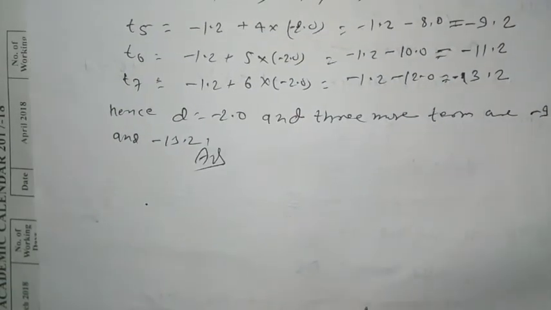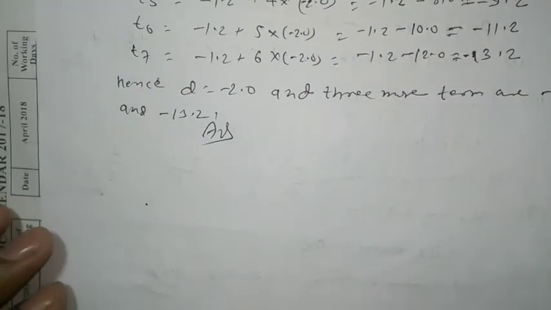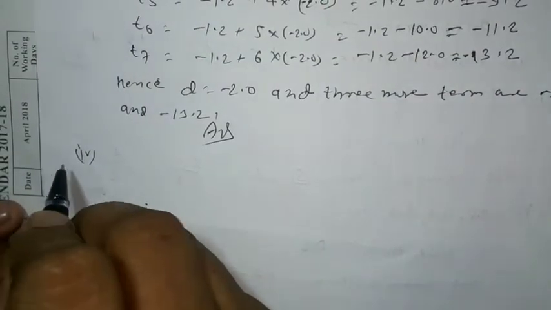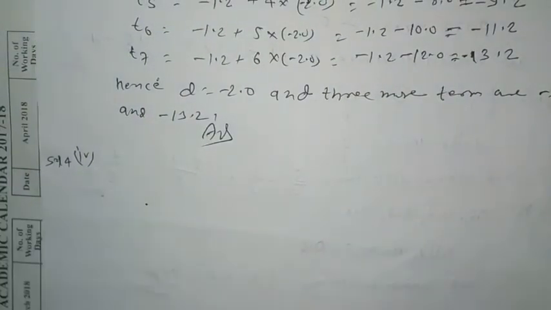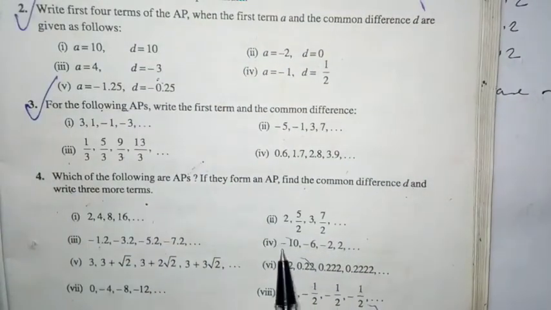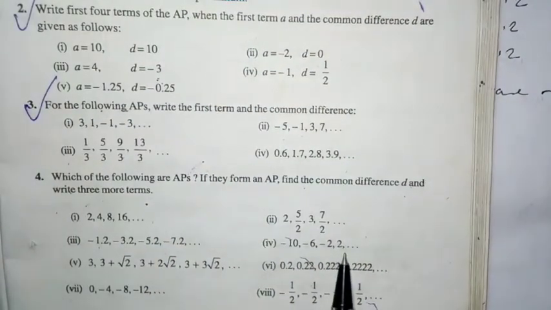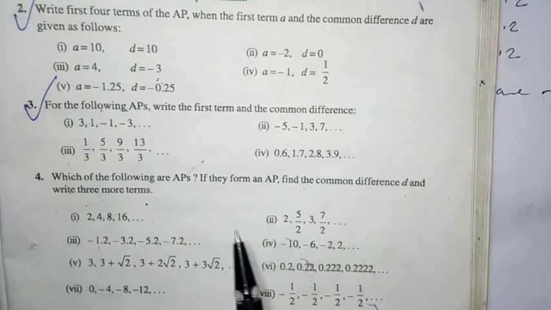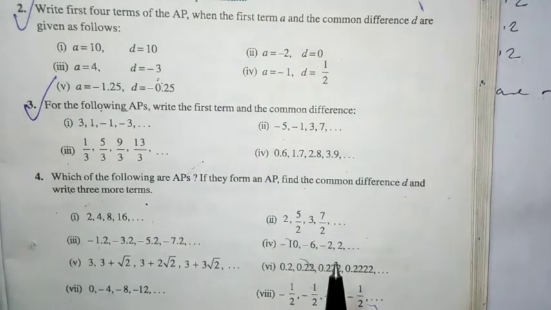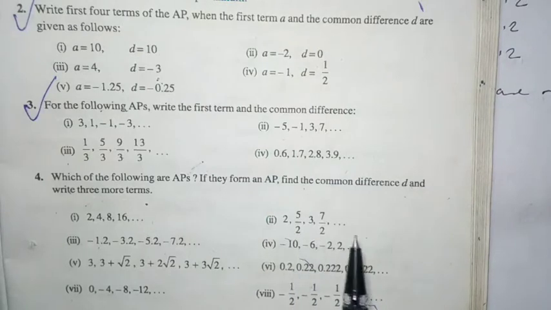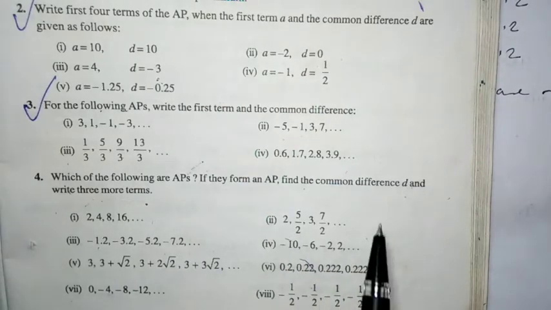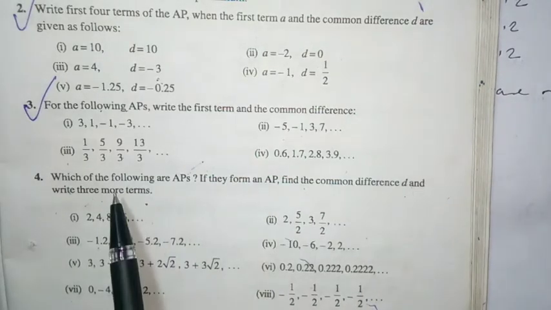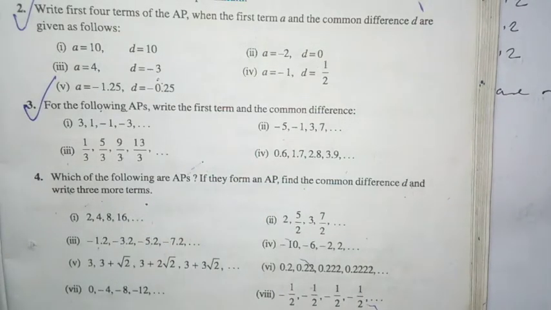Question number 4 of 4. Solution. Now question number 4 says -10, -6, -2 and 2. First of all, we have to find whether this series is in AP or not. If AP, then find the common difference D and write 3 more terms. Okay.